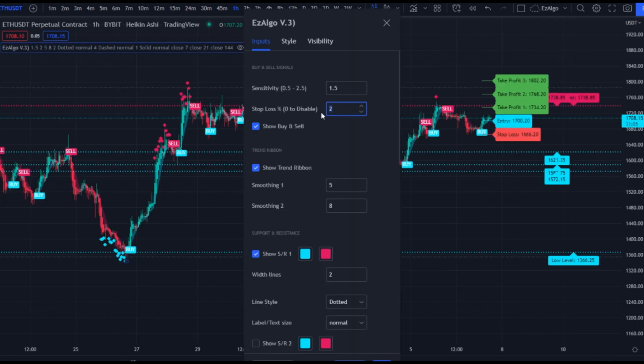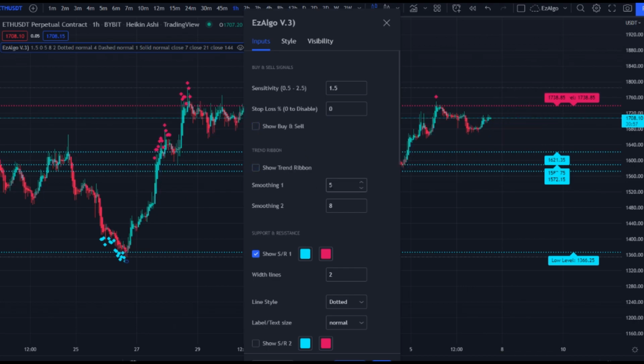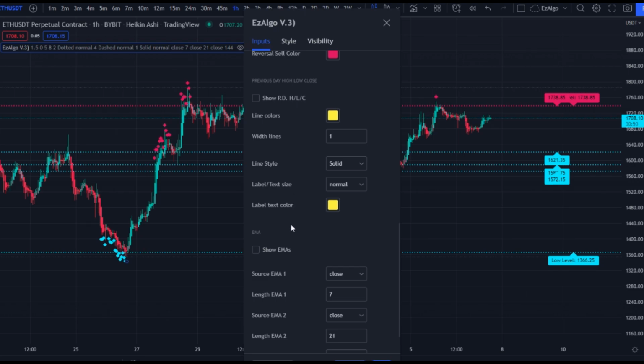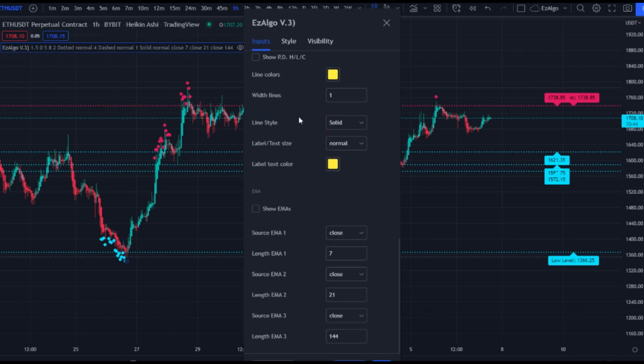All right, so you're going to load that in and you're going to mess with the settings a little bit. You're going to turn the stop loss to 0. All right, turn off the buy and sell signals for now, turn off the trend ribbon. The only input you're going to have on are the support and resistance levels. All right, and you can keep the reversal signals on if you'd like as well. You can also add previous day high, low, and close. I'm not going to do that in this video, but that is also something you could do.